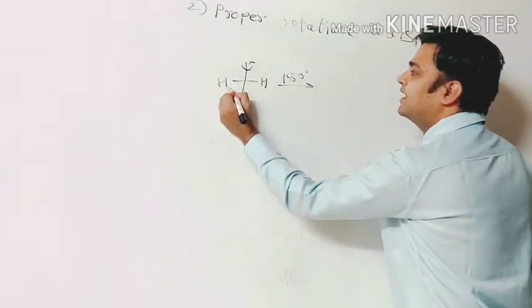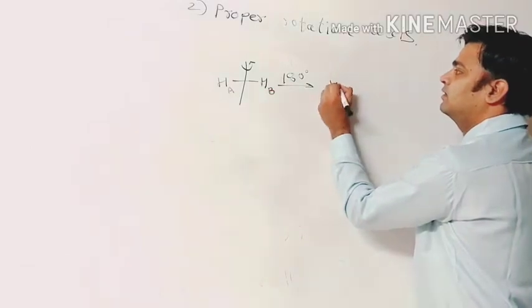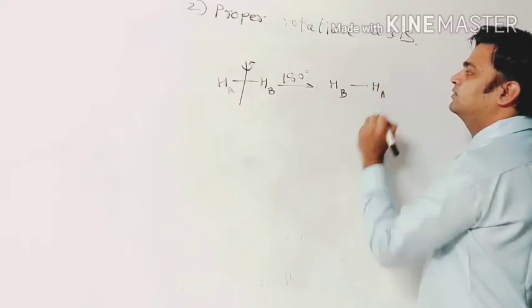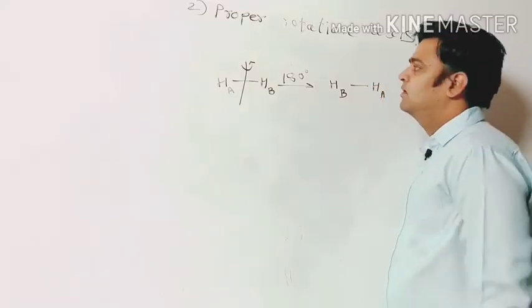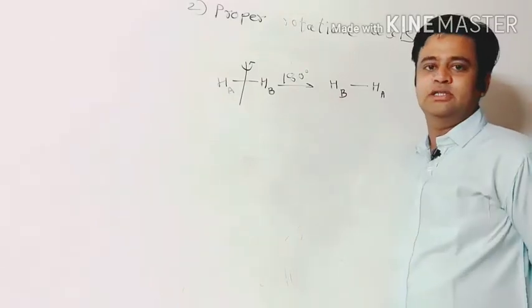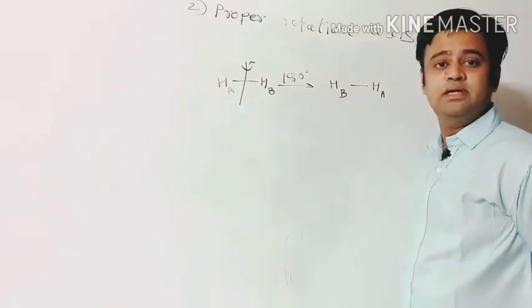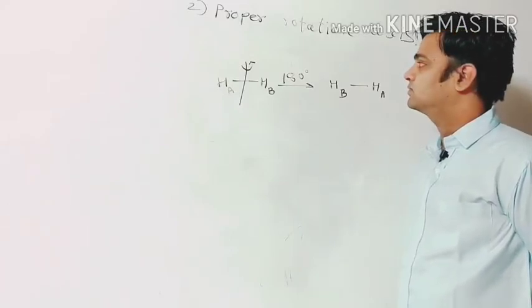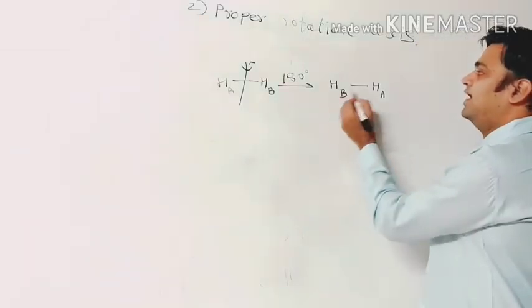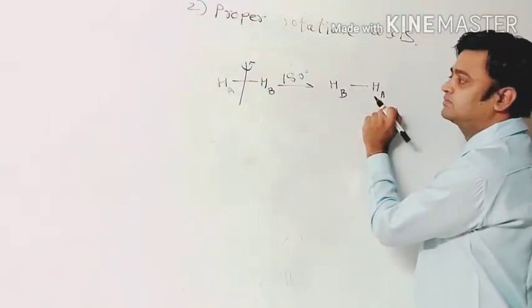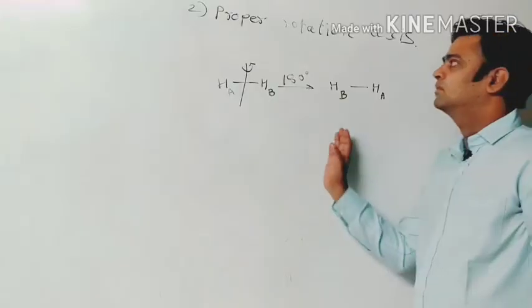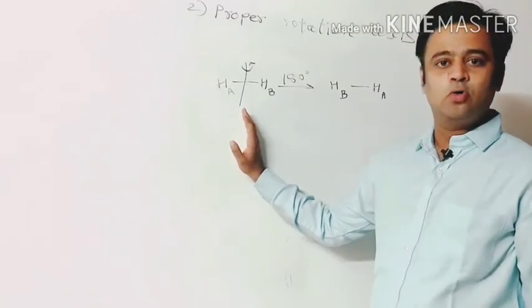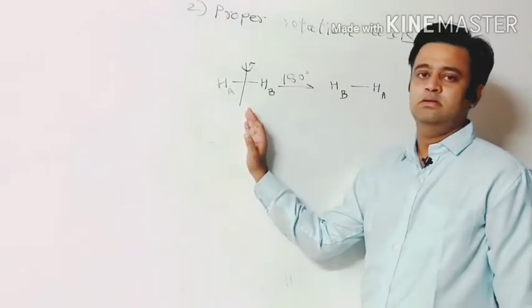And if we label it HA, HB, it will give HB, HA. We get equivalent configuration, not identical. We get equivalent configuration, HB, HA. Then this is called as proper rotation axis, proper axis of rotation. Right?